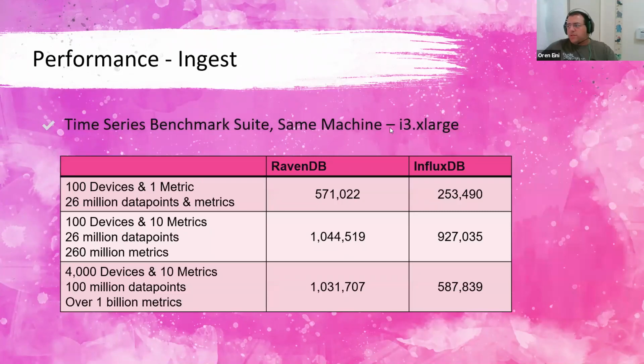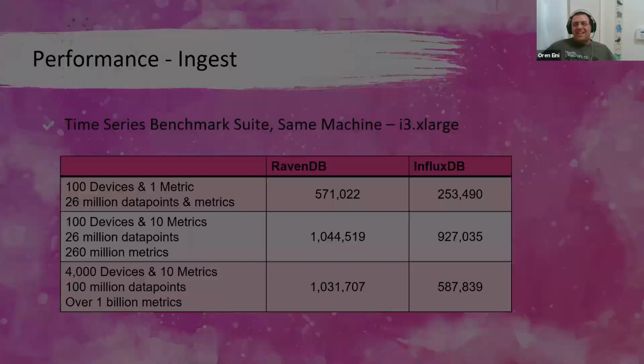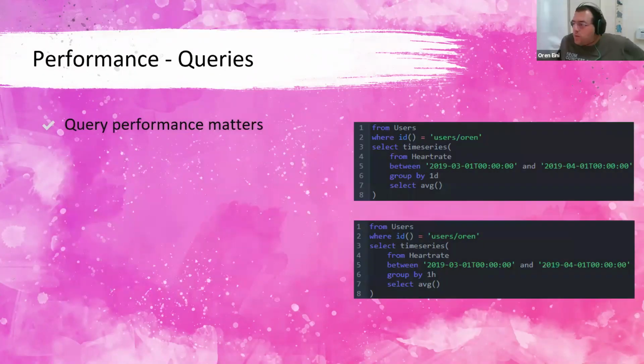Some words about performance. There is the time series benchmark suite, running that on this thing. And you can see the numbers. We're doing pretty well. There is also TimescaleDB, which is somewhat faster than us. The whole idea of the time series feature of RavenDB is that we're able to give you great performance for a feature without having to go somewhere else. That said, I want to show you a few features about query performance.